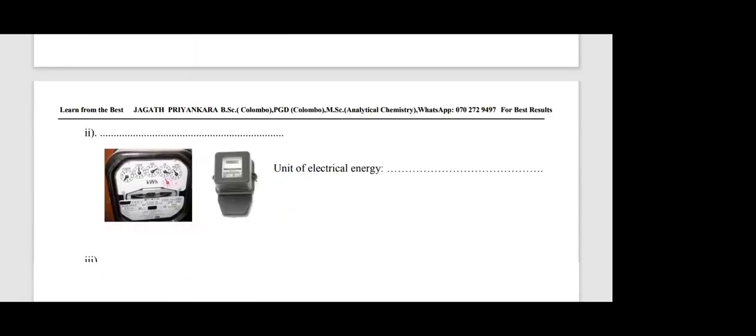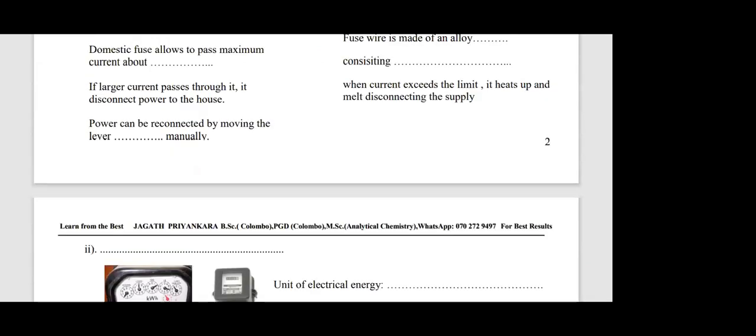This one, the answer is what? By reconnecting, by moving the lever up, lever up, yeah. Then we'll complete this and we'll stop.